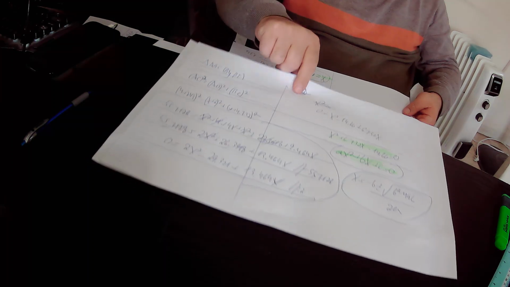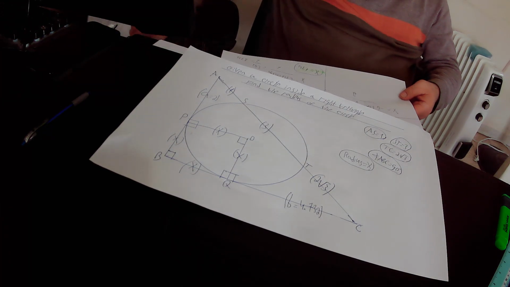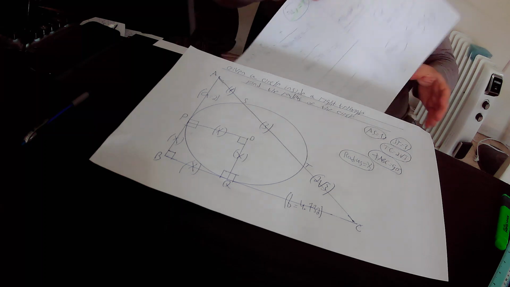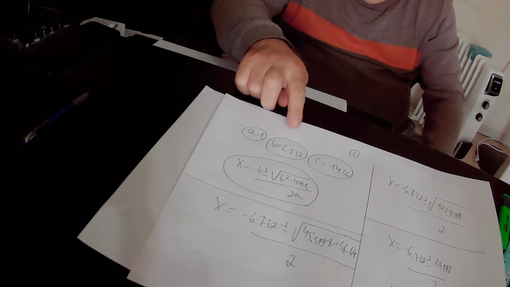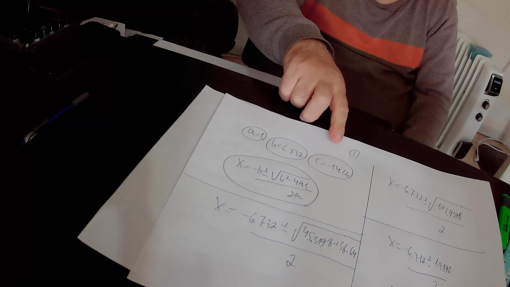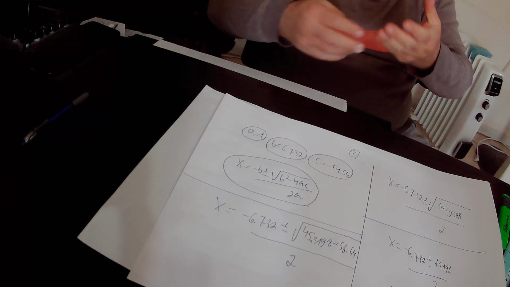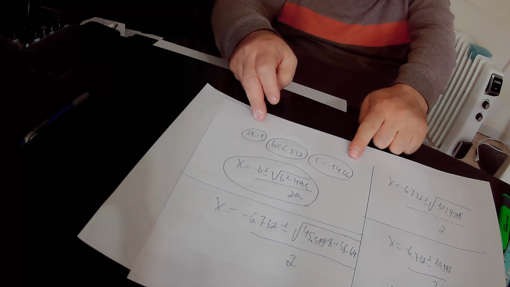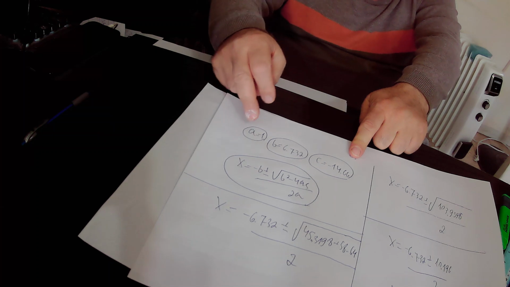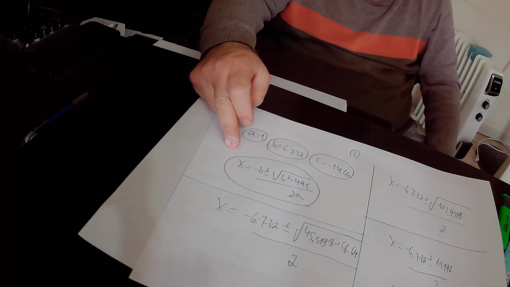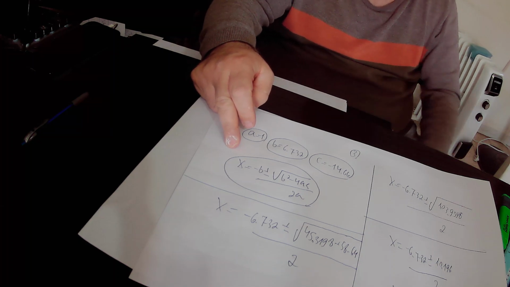Repeat again. In our specific quadratic equation, a equals 1, b equals 6.732, and c equals minus 14.66. So in the next step, we will put this data that is relevant to our specific quadratic equation inside this general formula for x in order to find the value of x in our specific quadratic equation.